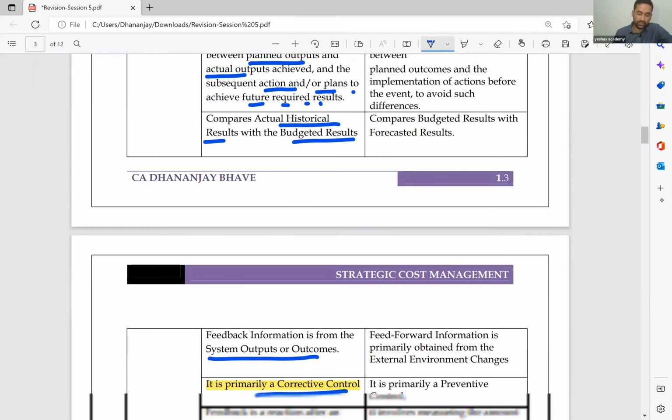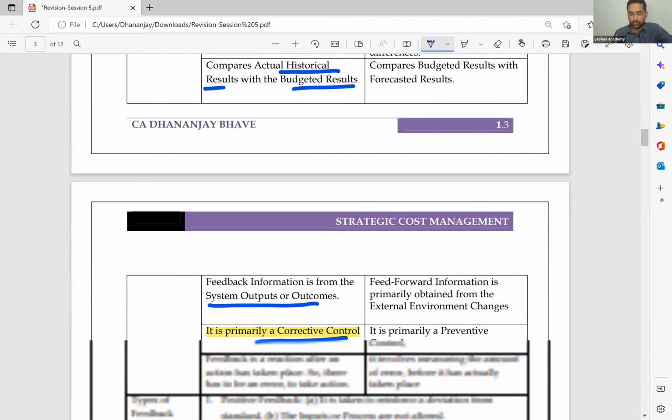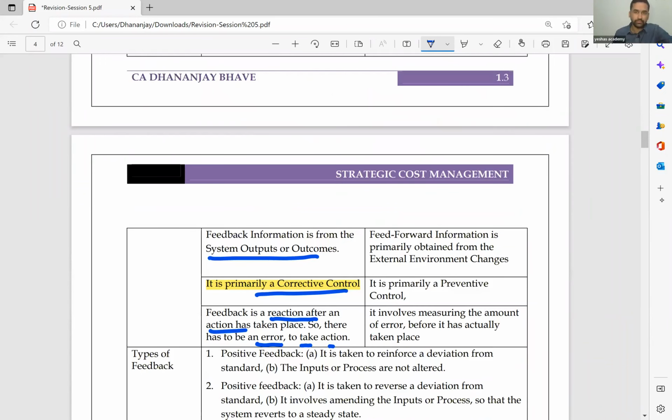Here, see this. It is primarily a corrective control. Why is it a corrective control? Suppose now we are in the month of October. We have the September budget with us, September actual with us. Today, if we sit and compare everything, review everything, what can we do for the September excess cost? We can't do anything because September is over. That's why they say it's a corrective control, because the September month is already over. Whatever you can do, you can only do it in October.